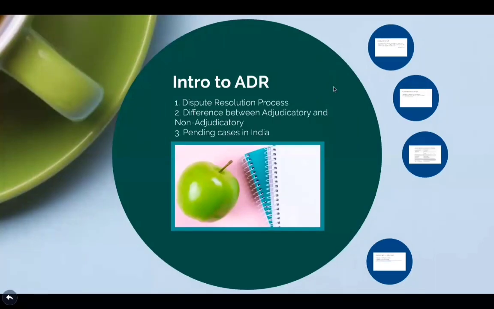In the first part, the introduction to ADR, we'll be discussing 3 things. The first topic will be the dispute resolution process. The second is what are adjudicatory and non-adjudicatory processes. The third part is the scenario with respect to pending cases in India.